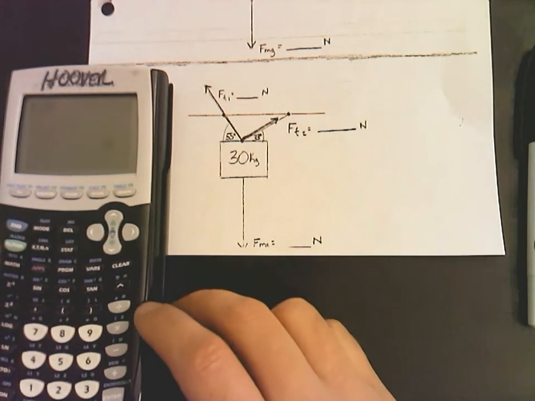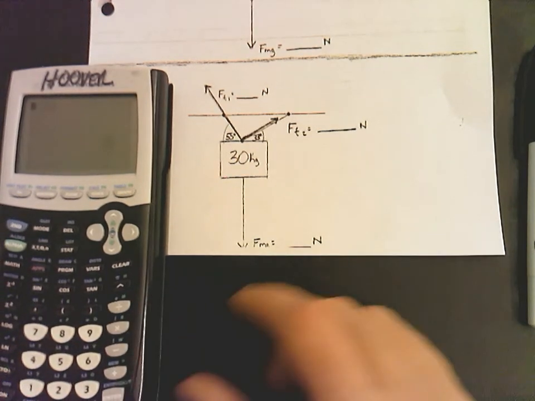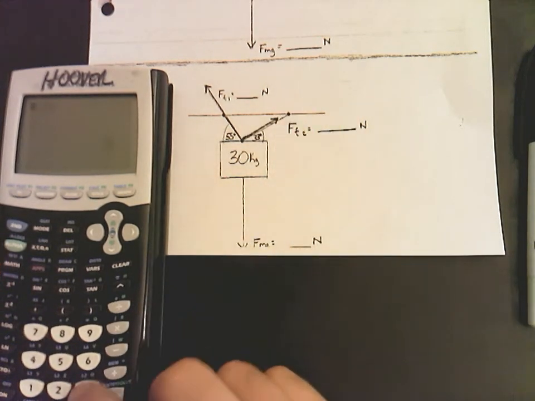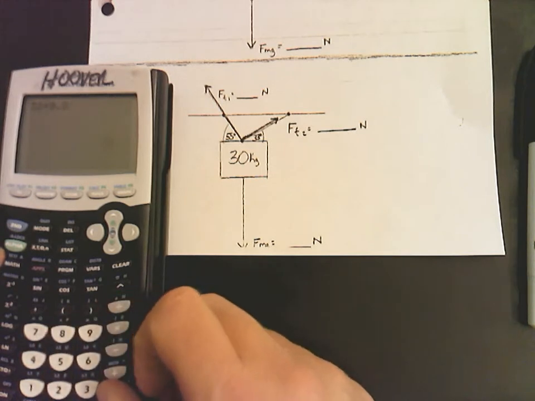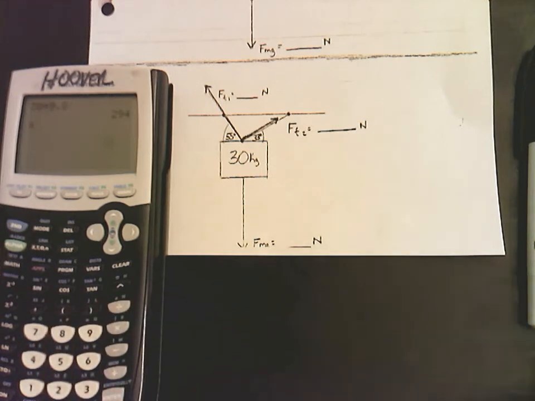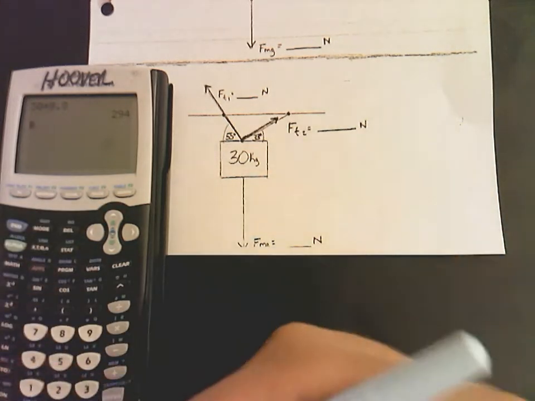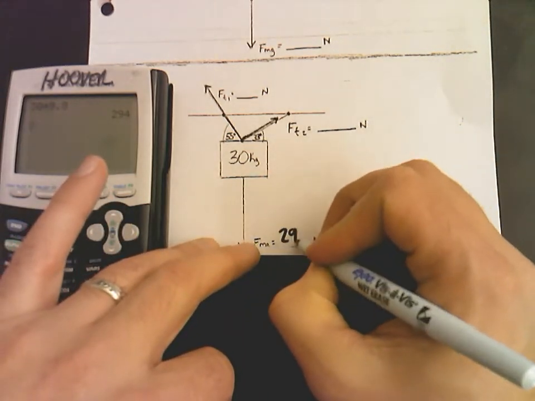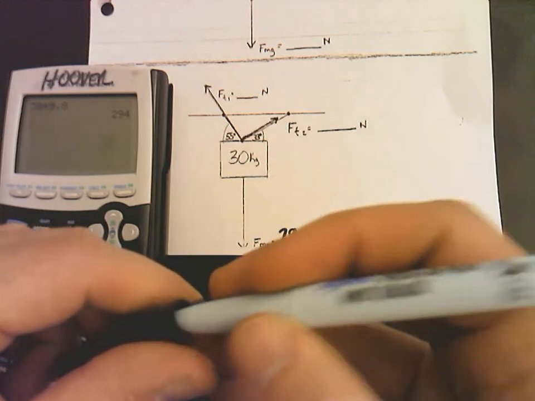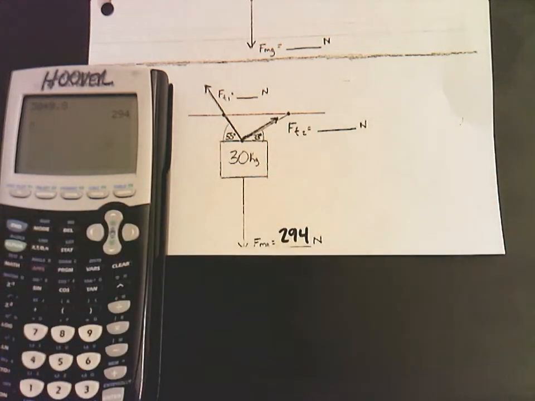The first thing I would do in this problem is find the weight, because that's the easiest of the three forces to find. So it's just 30 times 9.8. That gives us 294 for the weight. So I'll just write that in. 294. Finding the other forces is quite a bit more difficult to do.